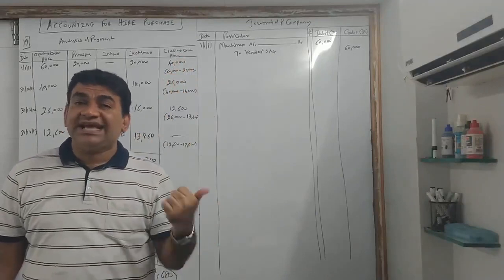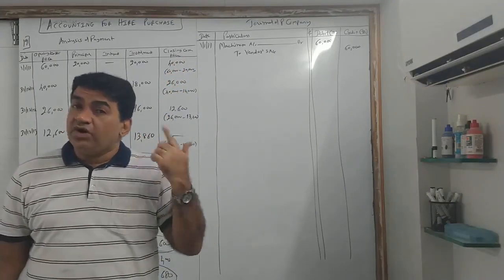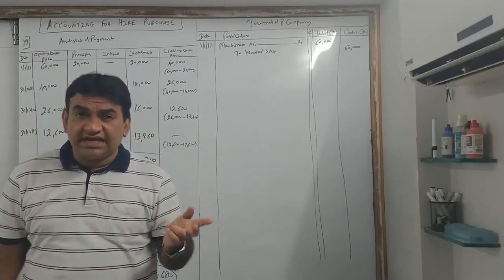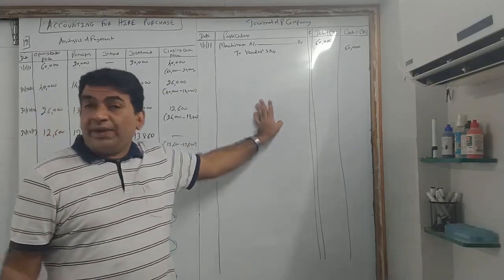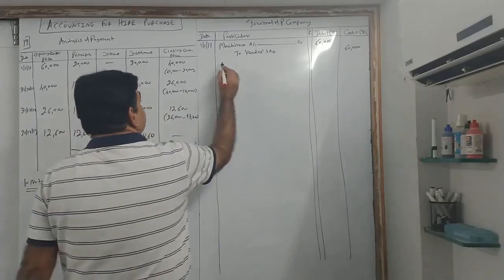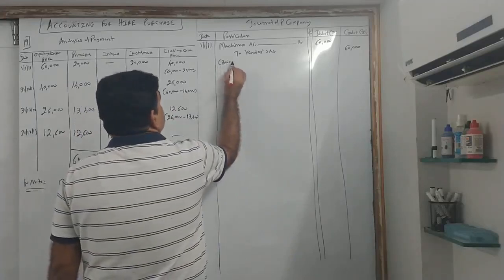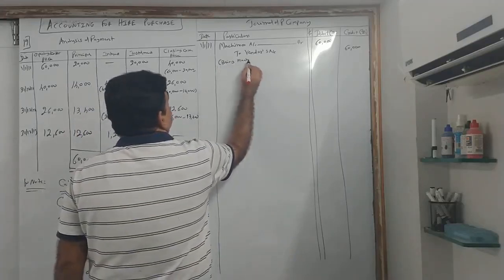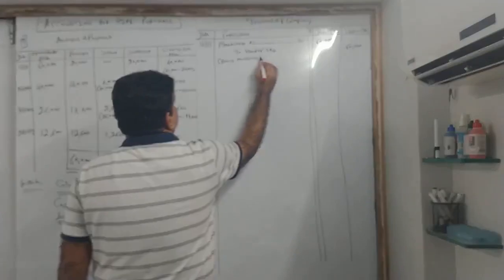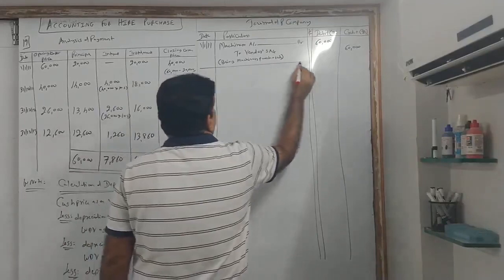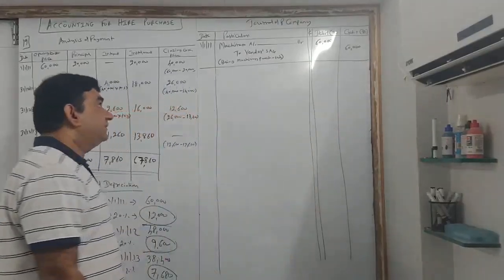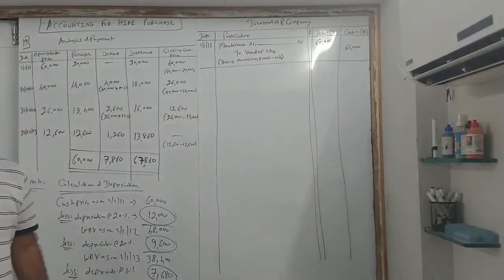So machinery is coming in, I debit machinery, asset is coming in, and I am not making the full payment. It is a credit transaction. So I credit the creditor, which in this chapter is called vendor. Narration: being machinery purchased. 1st Jan 11.